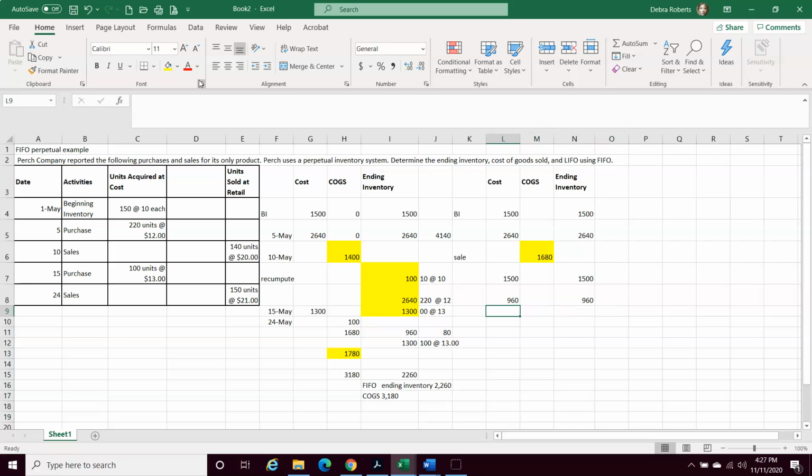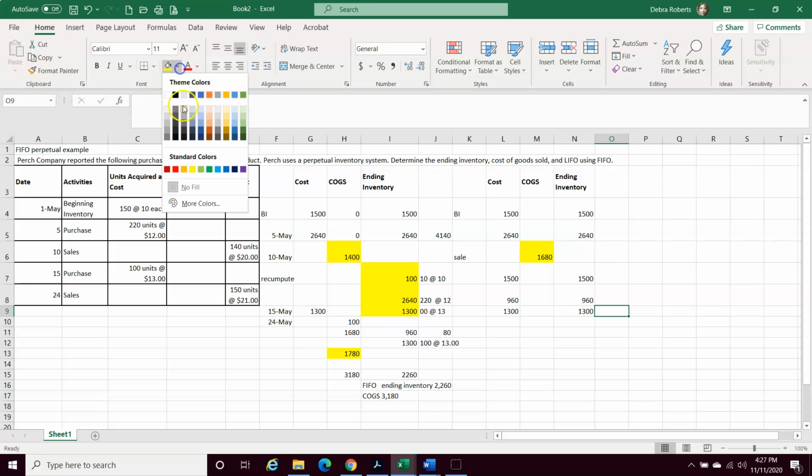That's going to be our two layers, assuming the LIFO method. Now, the next step here is on the 15th where we have a purchase. So we've got now a new layer to add. And we got 100 units at $13 each. So we're going to have 100 times the $13 each gives us $1,300. And as you can see here, we've got three layers.